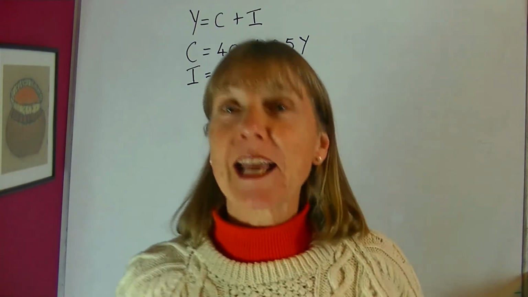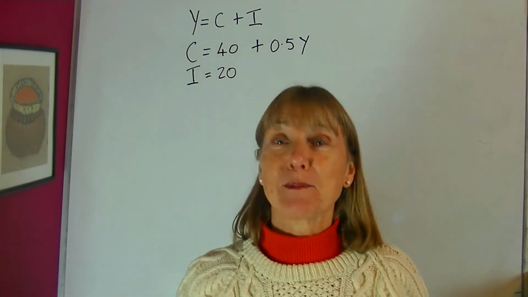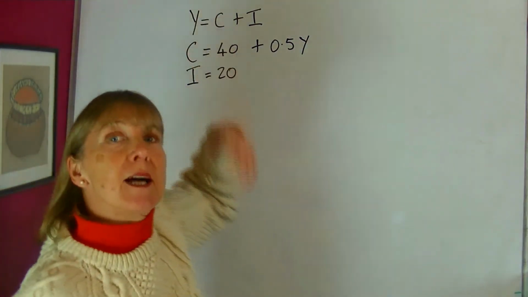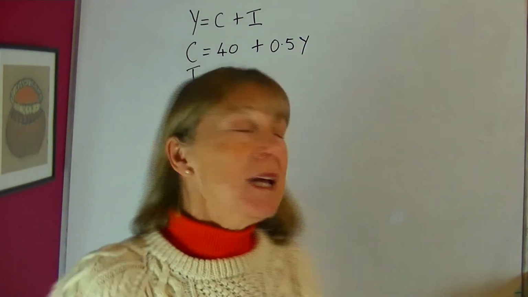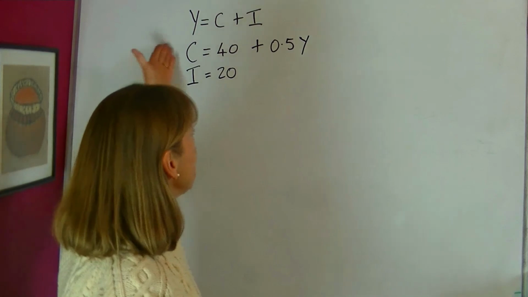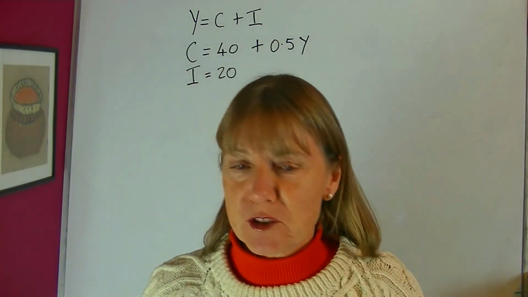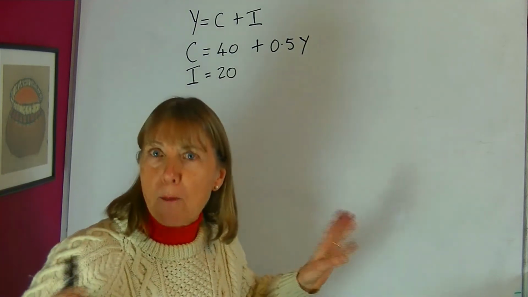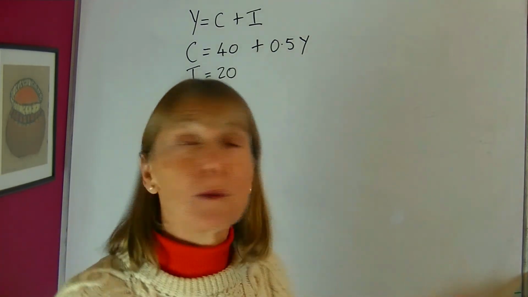So how about a little Keynesian economics to practice our simultaneous equation skills? So let's look. We've got an expression for national income equals consumption plus investment. We've got a value for investment and we've got an expression for consumption. So can we put it all together and find consumption and income that puts it all into equilibrium?